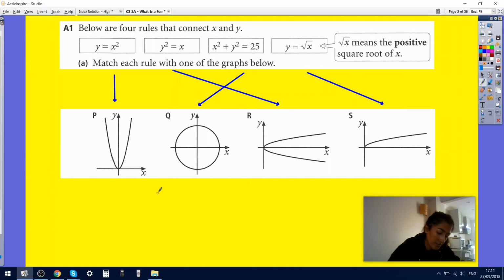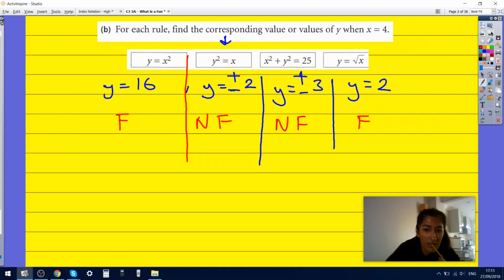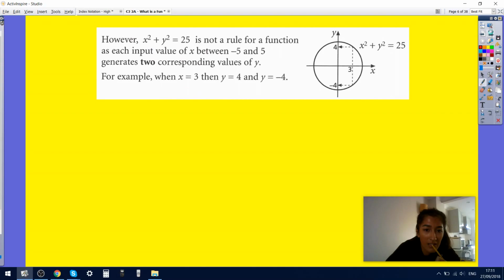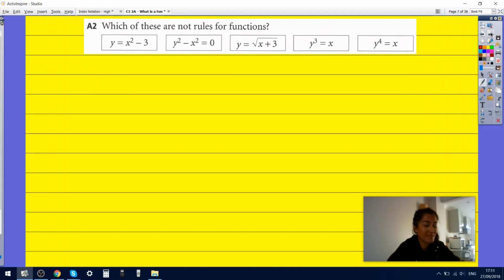How about this one? Which of these are functions, which are not functions? The same, isn't it? Oh, they're exactly the same graphs. Yes, sorry, I forgot. So this one is not a function, because it's got 4 or minus 4. So which of these are functions, which are not?